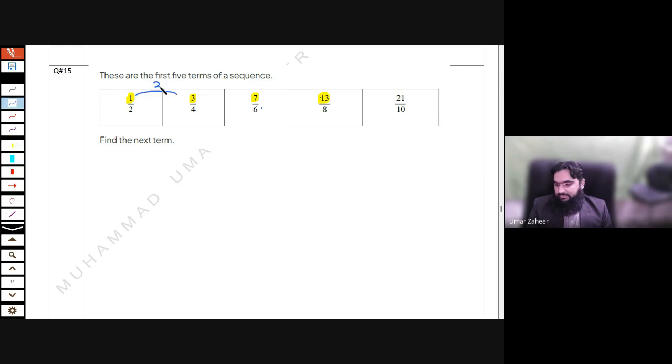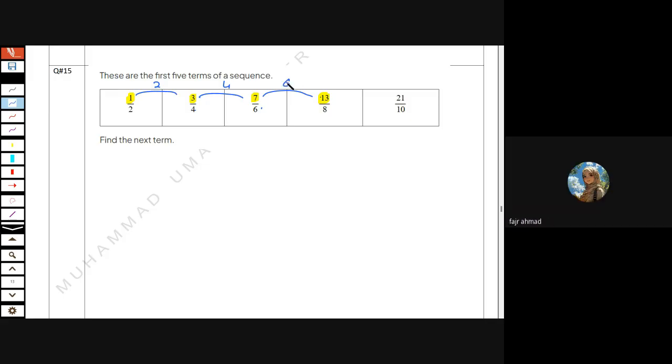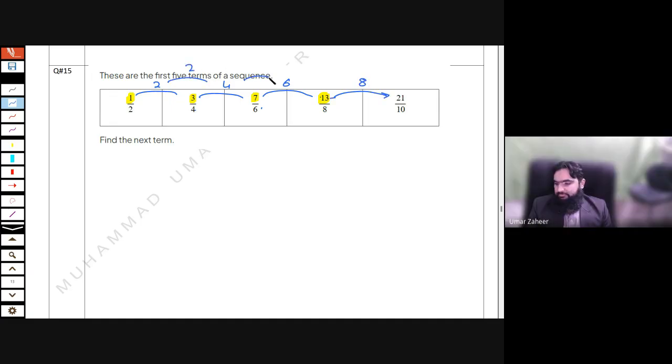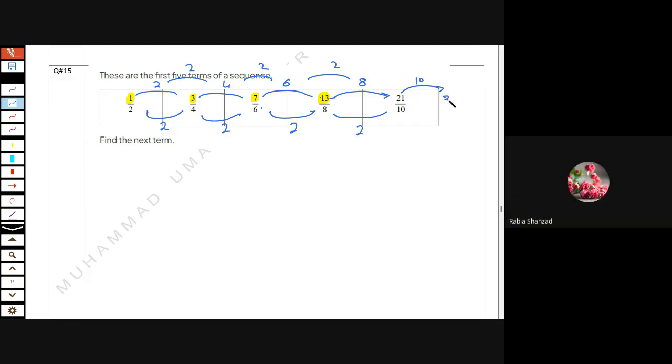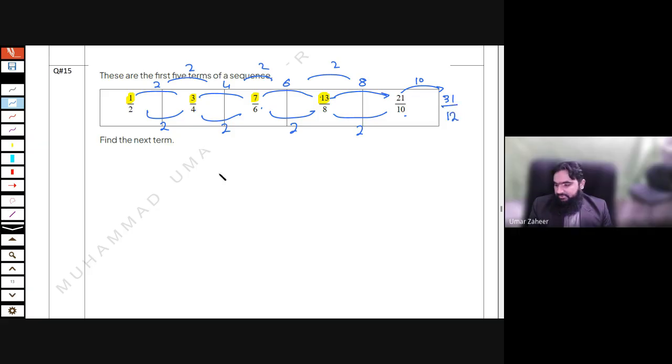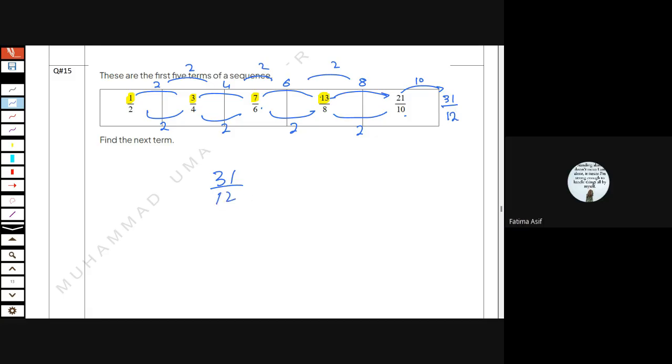What is the difference? 2. The next difference is 4. Then 6. The next difference is 8. Obviously, the next will be 10, right? It means in the numerator you have a quadratic sequence, and in the denominator you have an arithmetic sequence. You can easily find the next term. So your next term will be, you have to plus 10, 21 plus 10, 31, over 13 plus 12. So the next term will be 31 over 12.